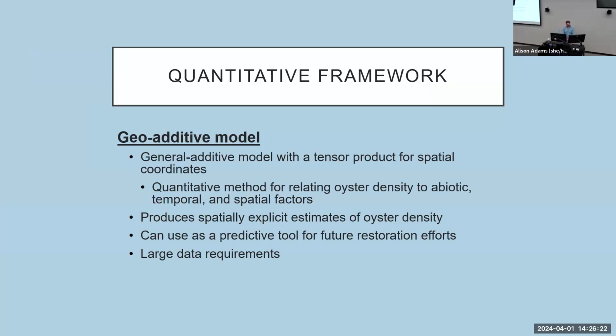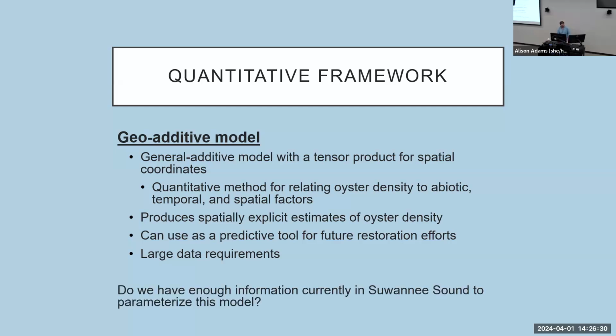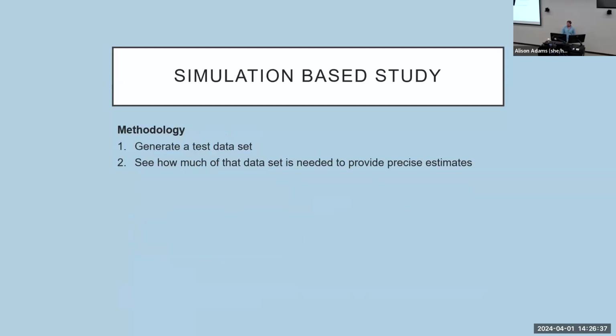The introduction of the tensor product for the spatial coordinates adds a lot of parameters that need to be estimated. And so within Swanee Sound, we have the question of, do we actually have enough information within Swanee Sound to parameterize this model? So this chapter was a simulation-based study. What I looked to do was generate a test data set, and see how much of that data set is needed to provide precise estimates.